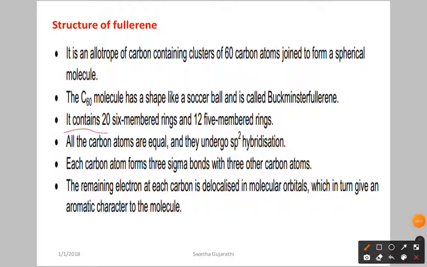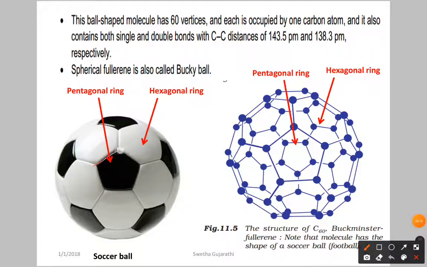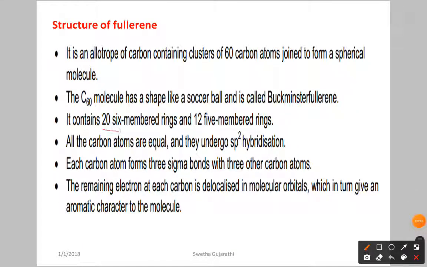It contains 20 six-membered rings and 12 five-membered rings. So here you can see 20 hexagonal rings and 12 pentagonal rings, you can count them here. So in the C60 spherical shape of fullerene, there are 20 six-membered rings and 12 five-membered rings. All the carbon atoms are equal and they undergo sp2 hybridization.